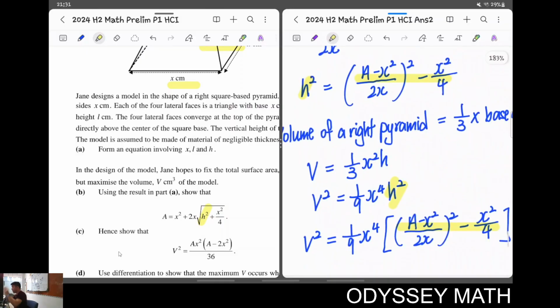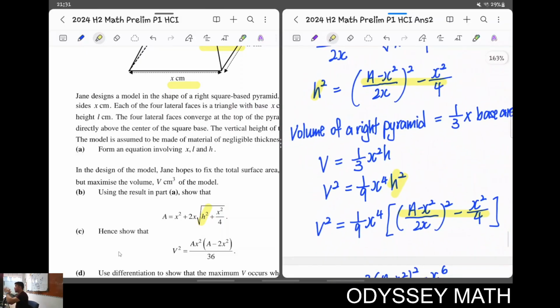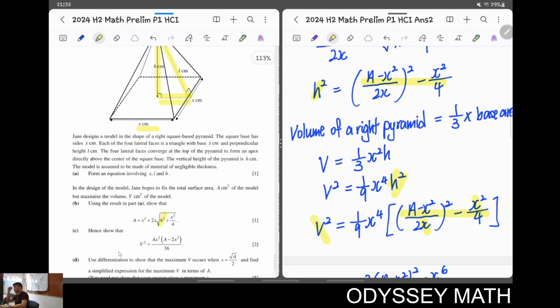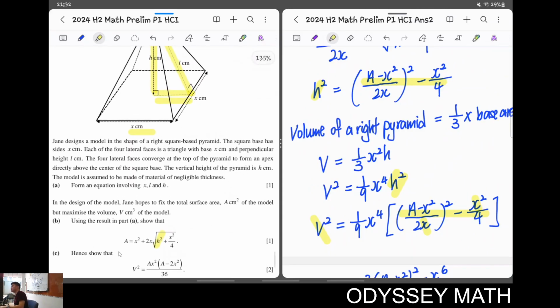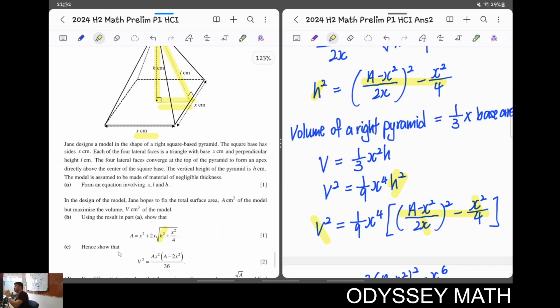Okay, by the way, although I'm going through the answer, in your A-level differentiation, you must remember the left-hand side is the variable and the right-hand side must also contain one variable. So left is V, right is x, A is a constant over here. Understand or not? A is a constant over here. Because Jane hopes to fix the total surface area A cm squared of the model, but maximize the volume V cm cubed of the model.